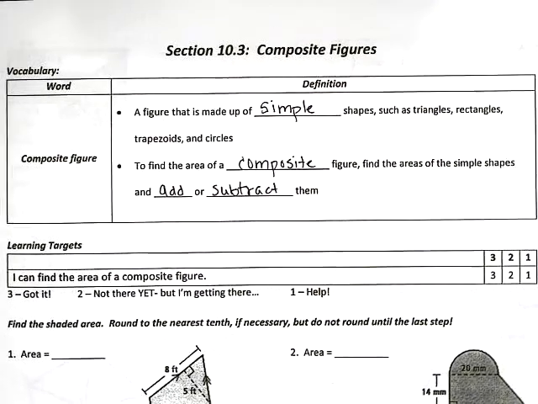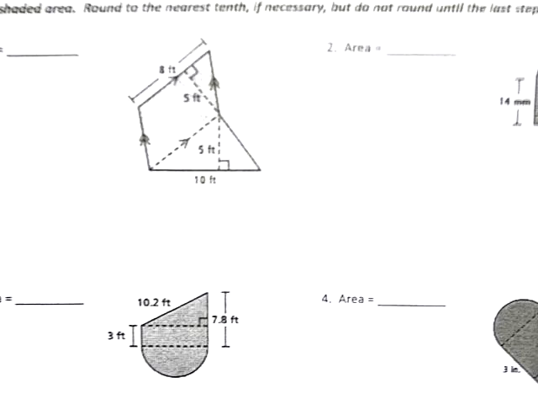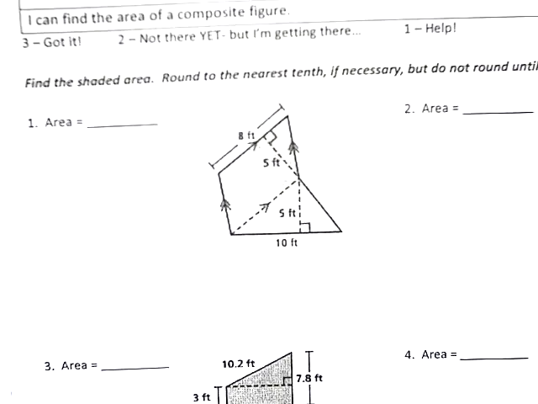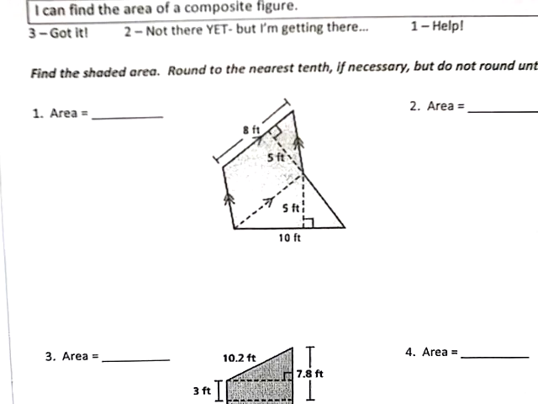Notice that it does say if you are going to round, so I'm going to zoom in so we can focus on question 1. If you read the directions, it says to round to the nearest tenth if necessary, but do not round until the last step. That's important. We just talked about that today when you got your formatives back.